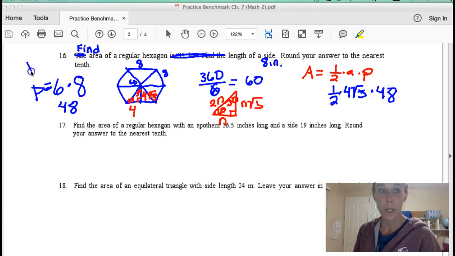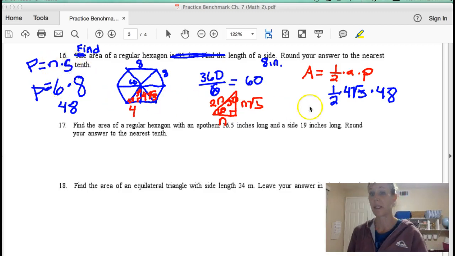So remember, perimeter is the number of sides times the length of a side. The number of sides times the length of the side. All right, so there's my formula. All I have to do is plug this in on a calculator and do the math here.